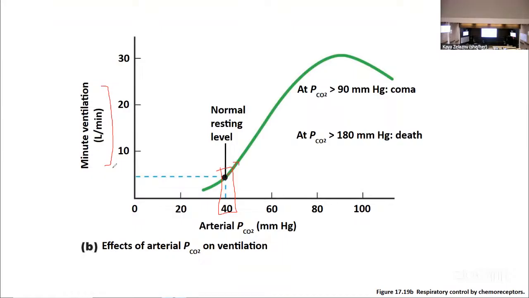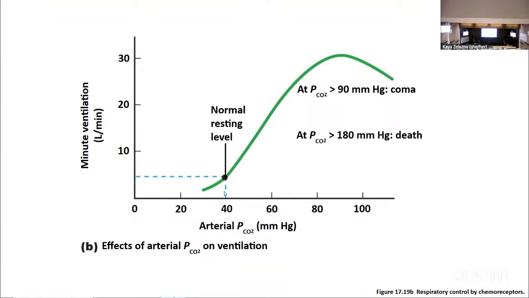Because high carbon dioxide levels are especially dangerous for your body. If a partial pressure of carbon dioxide gets to about 90, you're going to go into a coma. If it gets above 180, you are going to die. So your body tries to adjust this very quickly so that you don't get anywhere close to any of those numbers. So this is the first thing we see changing your ventilation.